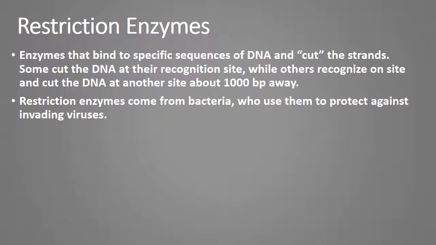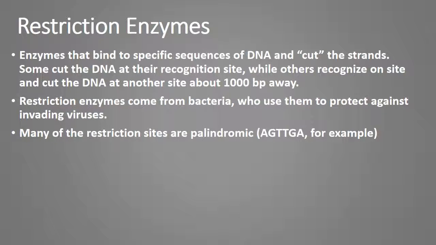They come from bacteria too. Bacteria use them to protect themselves from viruses. So viruses that come in and use DNA as their genetic material, the restriction enzymes can chop up that DNA. And they don't chop up the bacteria's DNA because the bacteria has another enzyme that protects its DNA from its own restriction enzymes. A lot of the restriction sites for some reason are palindromic, so they have kind of this symmetry to their sequences. I don't know why.